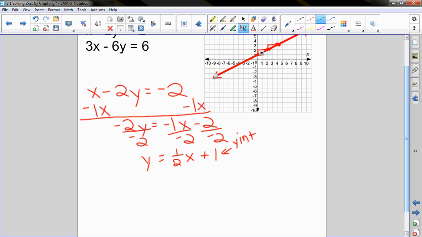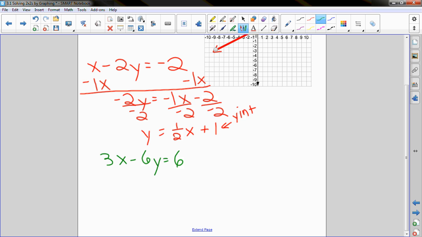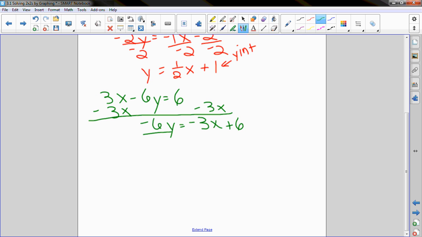Let me scroll down a little bit. My other one is 3x minus 6y is equal to 6. Tell me how to solve him. What do I do to solve him? I want to move my x first. Remember, move your x first. So I'm going to subtract 3x from both sides. He's going to be a -6y. Make your x first, not 6 minus 3x, so -3x plus 6. And what am I going to divide by? You tell me. Good job. Divide by -6. Divide everything by -6.